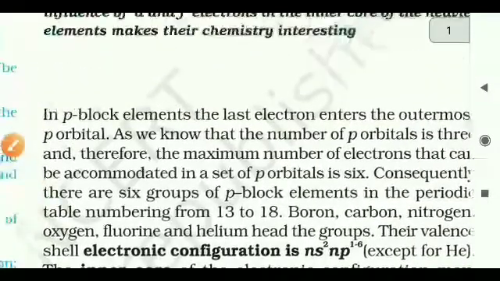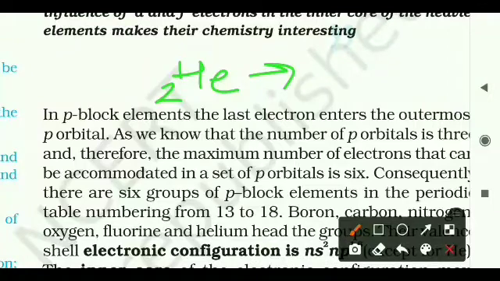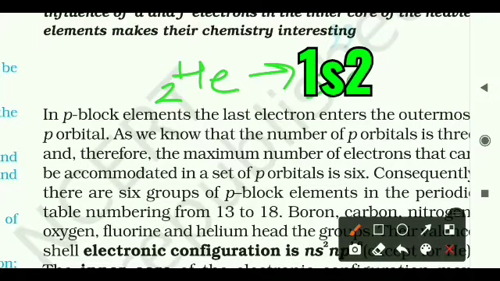Because helium has atomic number 2. We know that helium has atomic number 2 and the electronic configuration of helium is ns2 only, but it comes in p block element because of its inert nature. It has been placed in the group of p block element where the inert gases are present.